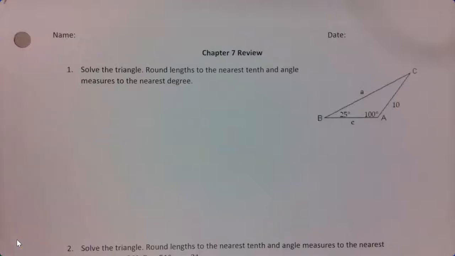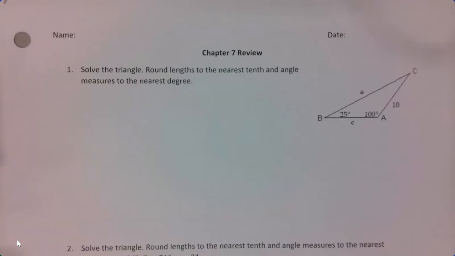So in this video, I'm going to go through the Chapter 7 review. I have all the different kinds of triangles we've talked about on the review, but on the actual test, I'm only going to have 4 triangles for you to solve, one of which will be the 2 triangle. So keep that in mind when you're taking the test, but I think there's 6 of them for you to practice on the review.